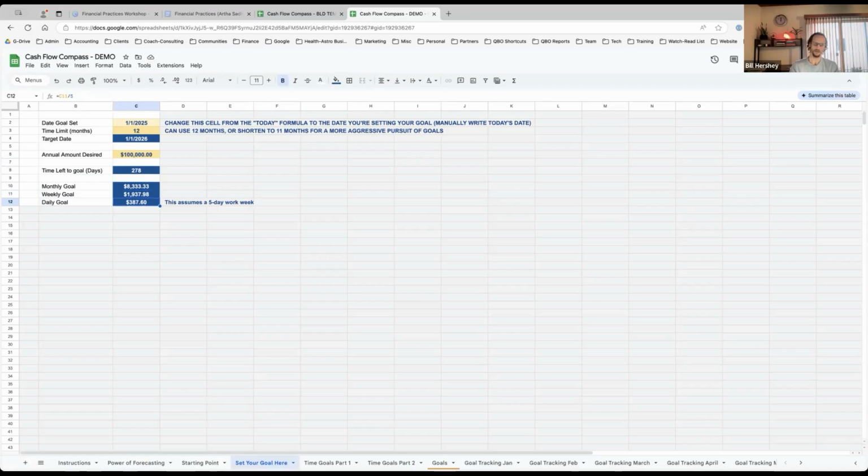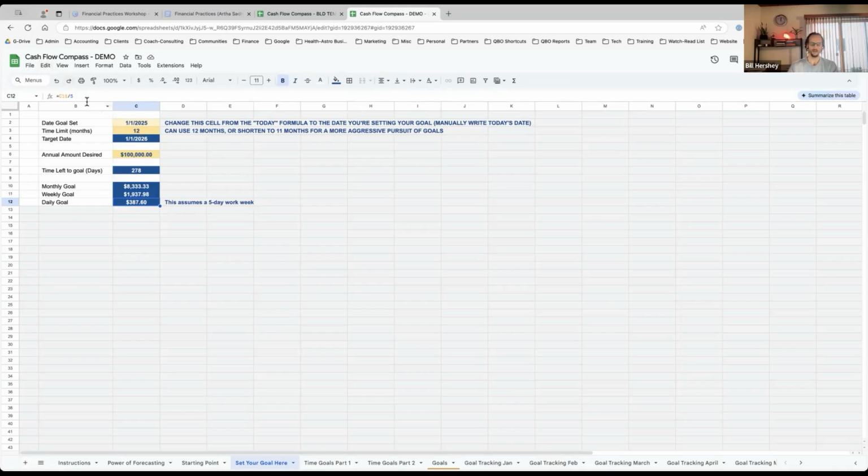Our daily goal, based on this trajectory, assumes there are 5 business days in every week. This isn't perfect because it's assuming that we're going to be working every week in the year, which we're probably not, right? So we can adjust this, but this is at least giving you a rough mark. So the daily goal would be roughly about 387 a day. And it's assuming that you have a 5-day work week.